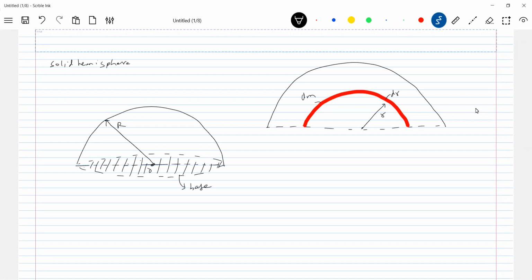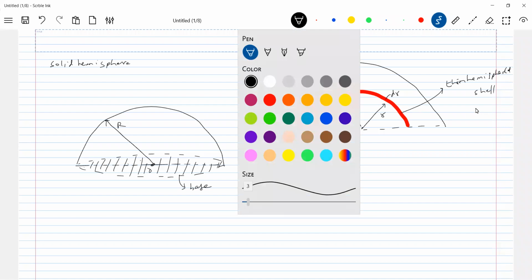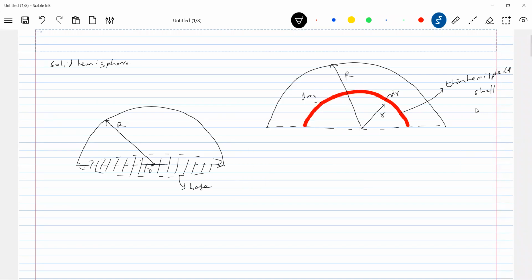What is the total radius? Total radius is capital R. What is this? A thin hemispherical shell. I think you know the center of mass for this thin hemispherical shell. It should be at what distance? For this thin hemispherical shell, it should be at a distance of r by 2. This is for the shell, not the solid hemisphere.